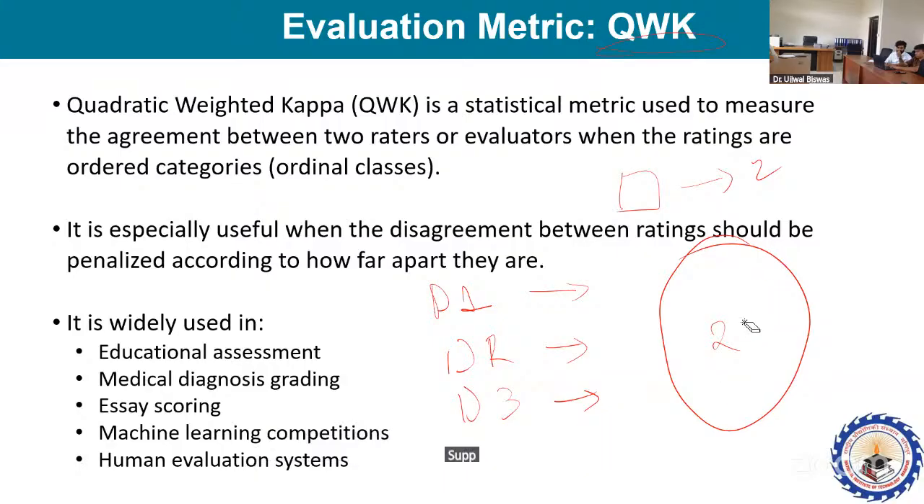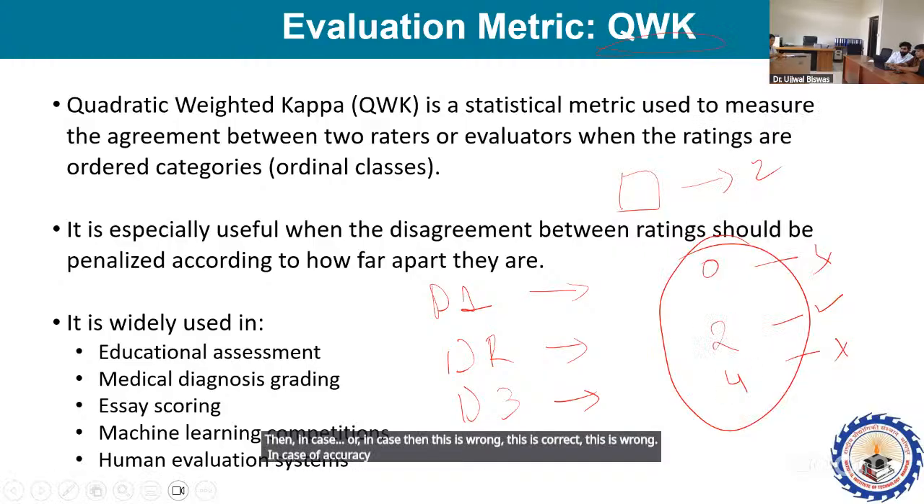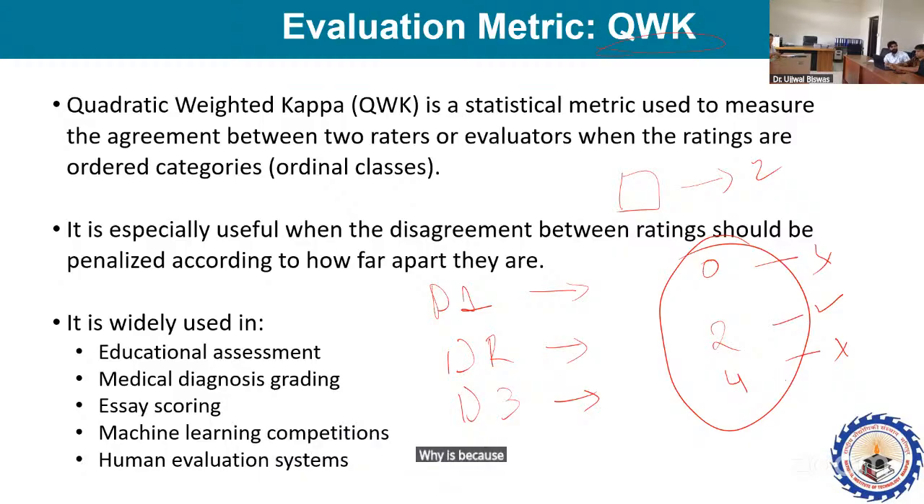Suppose the third doctor is giving 4 and first doctor is giving 0. Then in case of accuracy, this is wrong, this is correct, this is wrong. But in case of your QWK, the quadratic weighted kappa, it is going to give a very negative score. Why? Because all the 3 doctors are disagreeing with each other for the particular image.